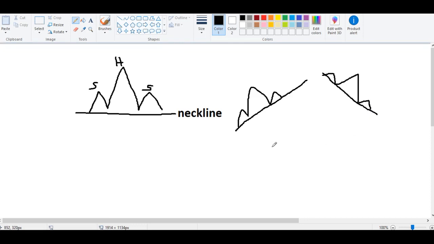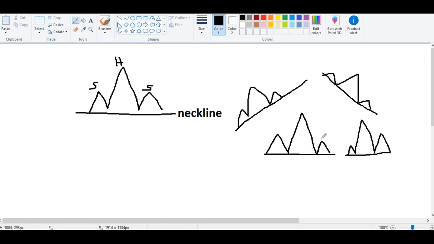Keep one more thing in mind, that it does not need to look like this precisely. What I mean by that is we can have the left shoulder be larger than the right shoulder, or we can also have where the left shoulder is smaller than the right shoulder, right? There's no textbook way to actually draw a head and shoulders. It's all about the underlying meaning.